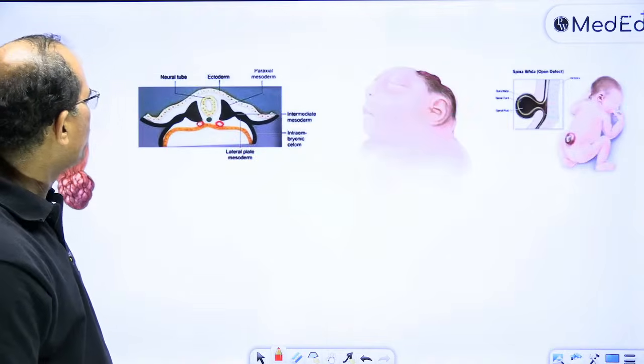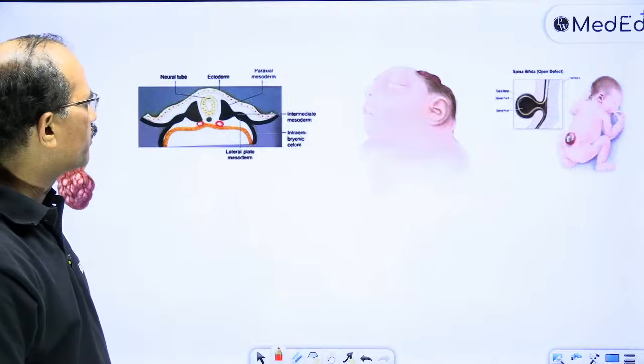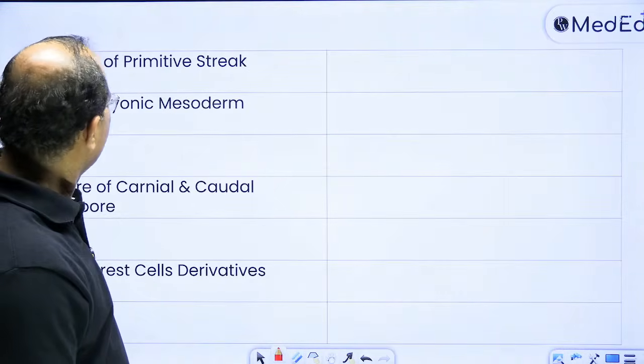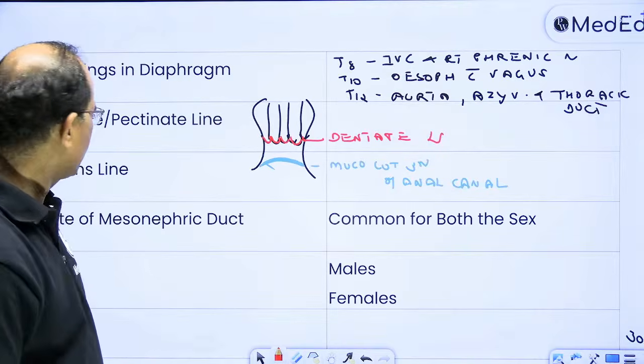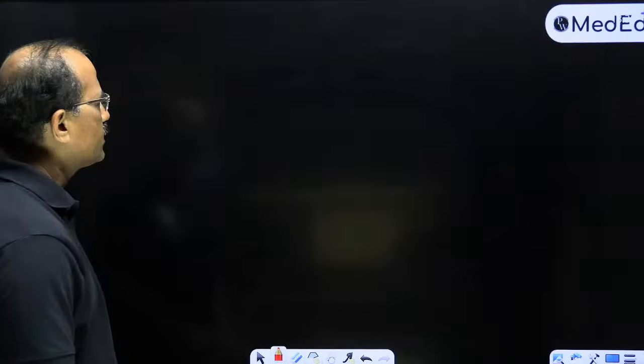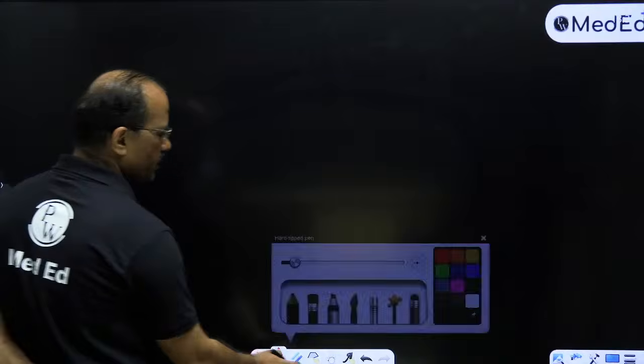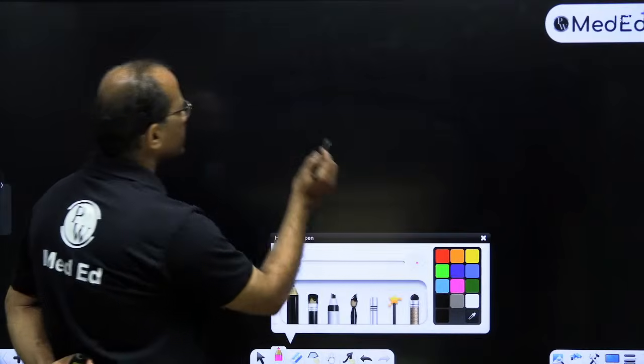Now fate of mesonephric duct and paramesonephric duct. हाँ, एक दो तीन ही है. There are 2-3 MCQs more. Okay, I'll just finish this. 2-3 MCQs है. Fate of mesonephric duct. चलो answer this. Mesonephric duct in males.